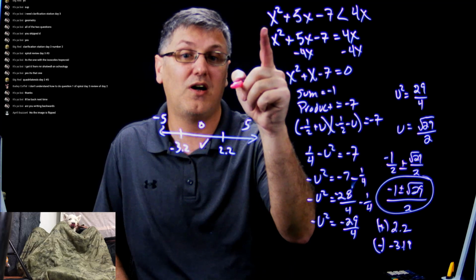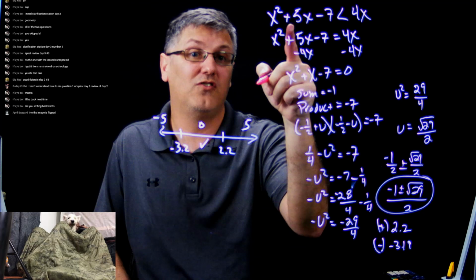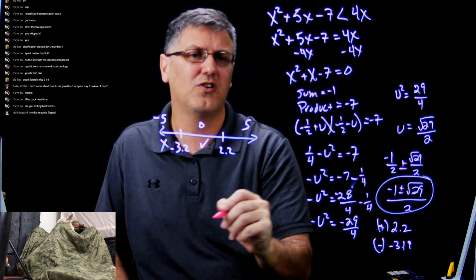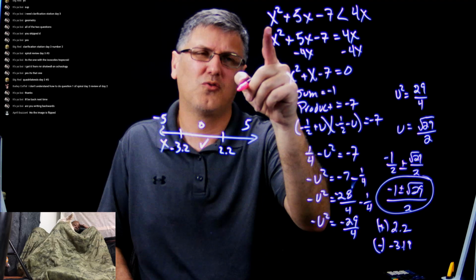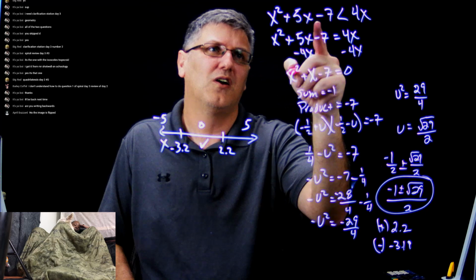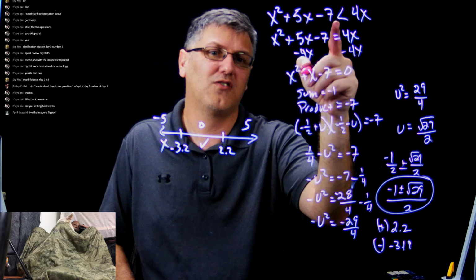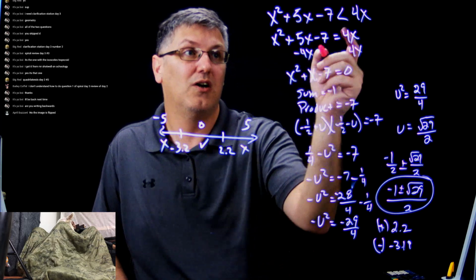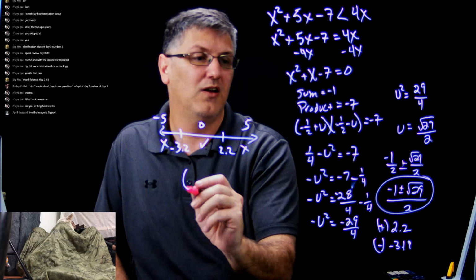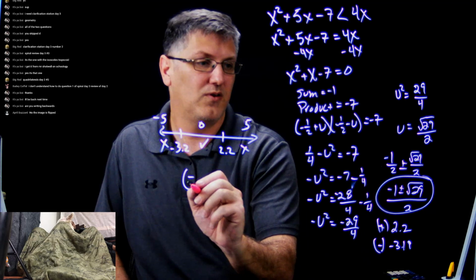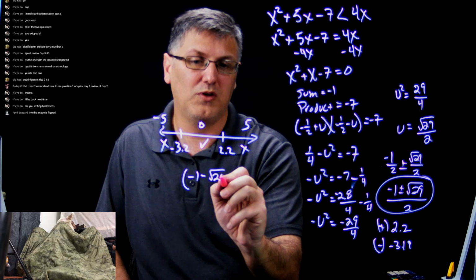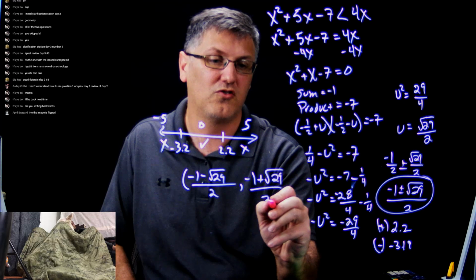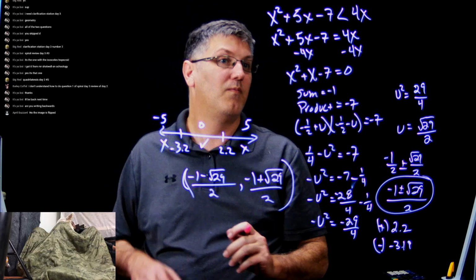For the 5s, the math should pretty much work out close to being the same. So for negative 5, I'm going to have 25 minus 25 is 0. Negative 7 is less than negative 20. This does not work. For 5, this gives me 25 plus 25 is 50, minus 7 is 43. 43 is less than 20. That does not work. So the actual answer, because there is no equal to on there, in interval notation would be negative 1 minus the square root of 29 over 2, comma, negative 1 plus the square root of 29 over 2. And I'm done. Pretty easy problem.